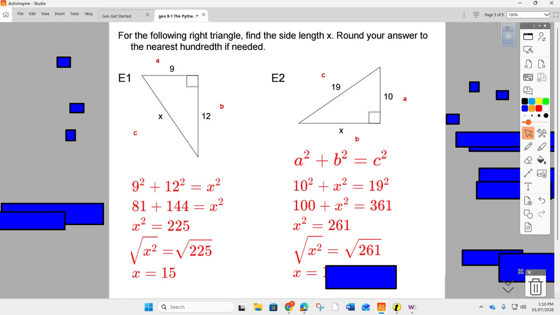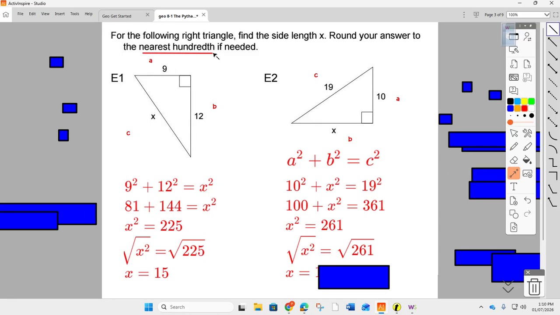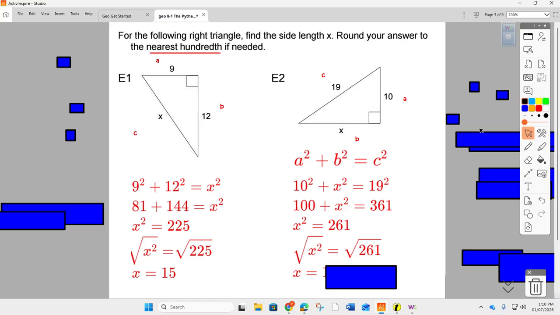What do you get when you find the square root of 261? Kyle? 16.155. Now, here's the question. I teach a senior level class right now, and one of the things they struggle with is they can't round. Oh, some of them can round. But I wanted to make sure I remind you, sometimes they're going to ask you to round to the nearest hundredth. Sometimes they're going to ask you to round to the nearest whole number. Sometimes they're going to ask you to round to the nearest tenth place. So I'm going to give you a little refresher.